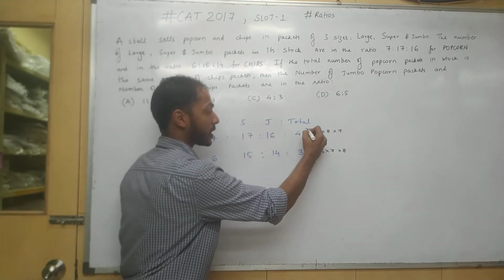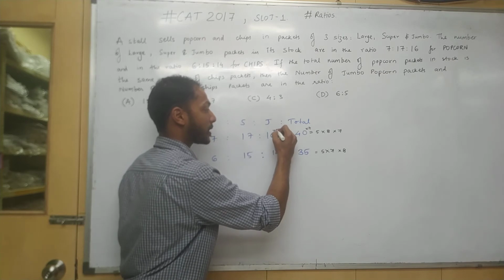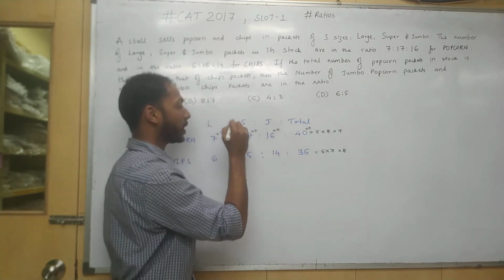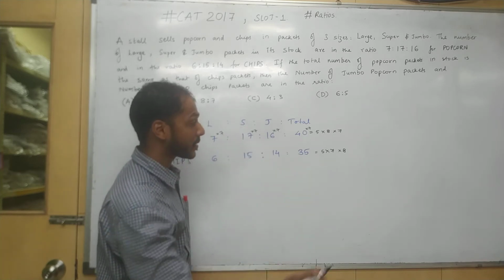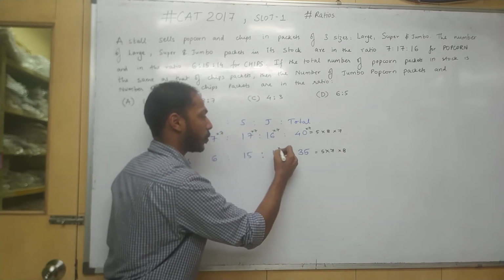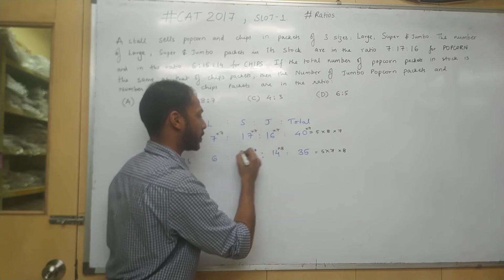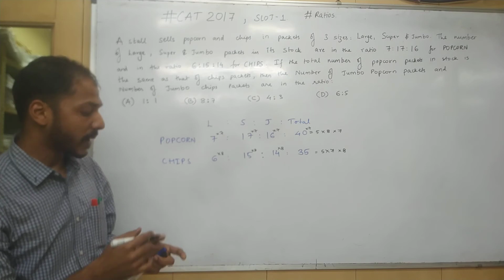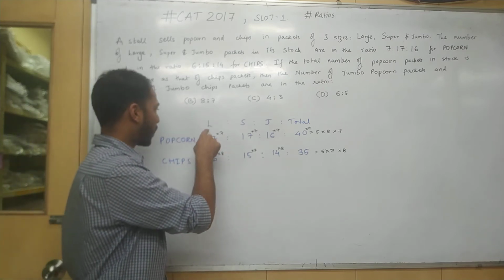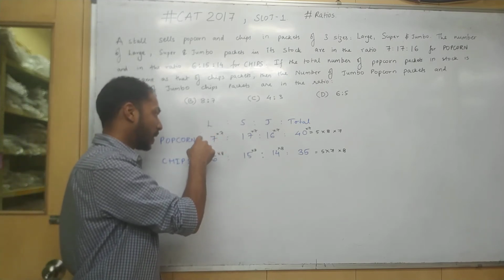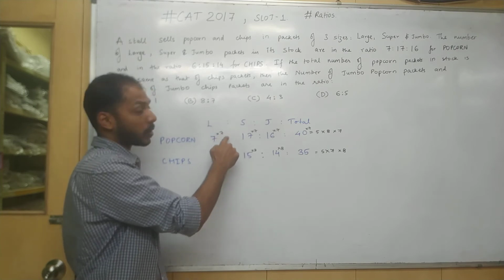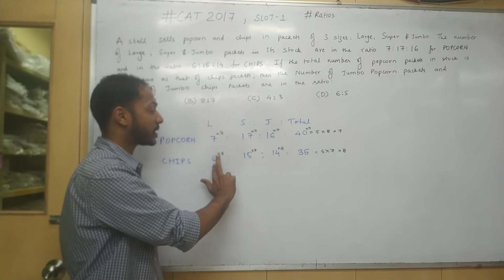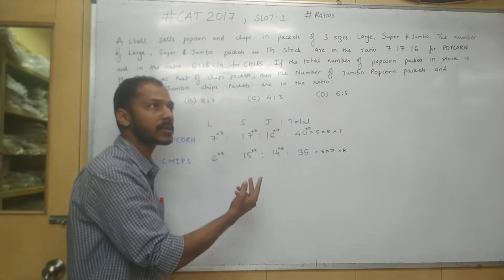So if I multiply by 7 here, I need to multiply by 7 here, here, and here. And likewise, if I am multiplying by 8 here, I need to multiply by 8 here, here, and here. What does this do? So now I can clearly say if the number of large popcorn packets is 7 into 7, that is 49, the number of large chips packets would be 6 into 8, that is 48.